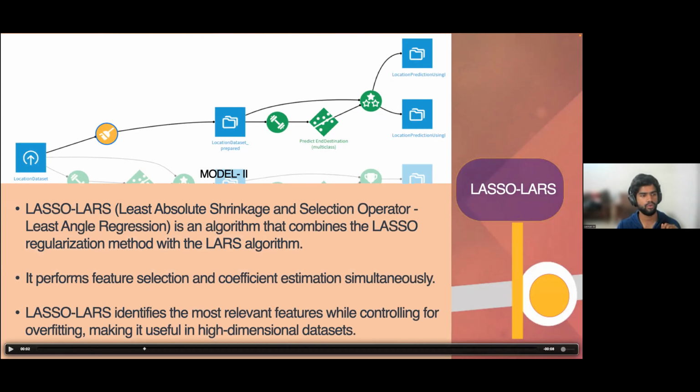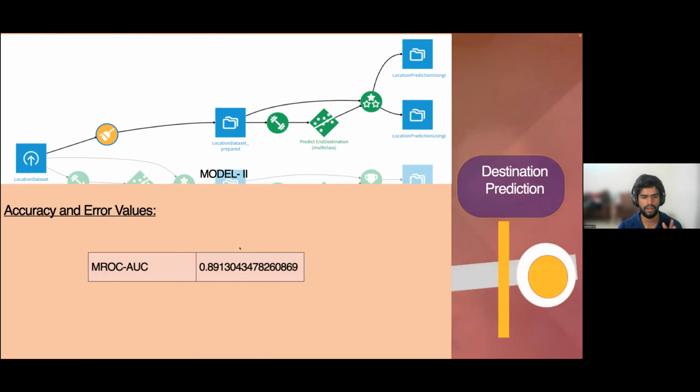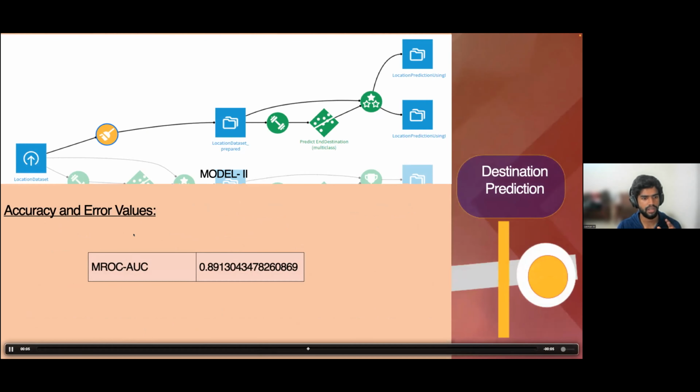Then after concatenating both the values, we'll be going for Lasso LARS, least angle regression. It's an algorithm that combines the lasso regularization model with the LARS algorithm. It performs feature selection and coefficient estimation simultaneously. It identifies the most relevant features while controlling for overfitting, making it useful for high dimensional data sets. It also covers any irregularities. So that's a very highly efficient solution. The accuracy and error values are very low, less than 1.